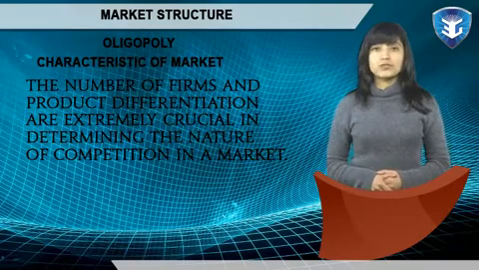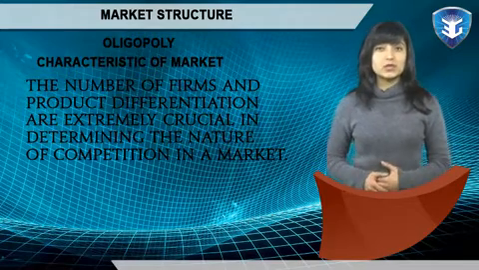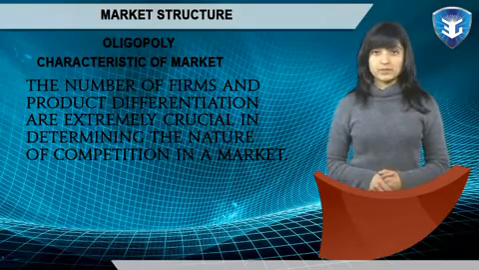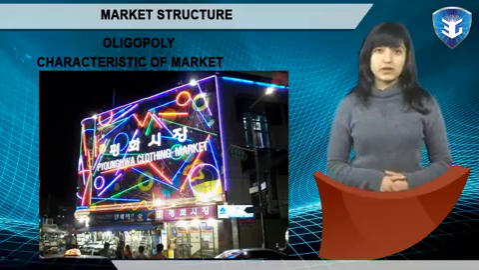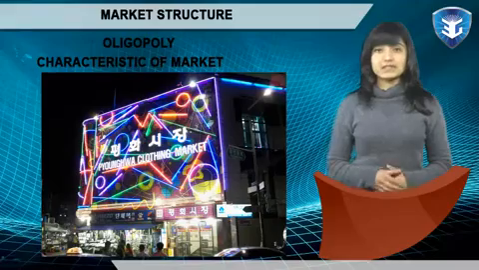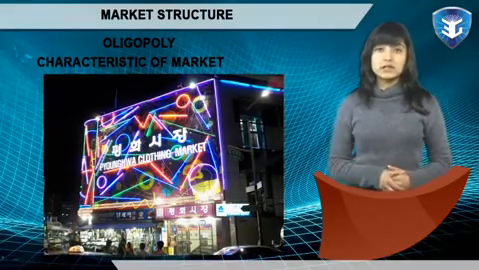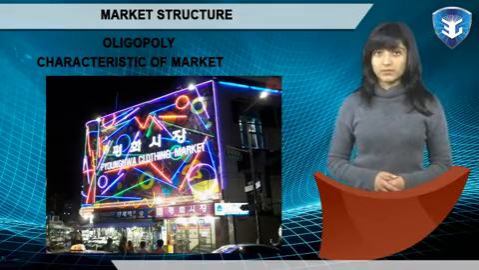The number of firms and product differentiation are extremely crucial in determining the nature of competition in a market. It has been tacitly assumed that there are a large number of buyers. What would happen if there are several firms producing a standardized product but only one buyer? Obviously, the buyer on a different qualitative dimension.